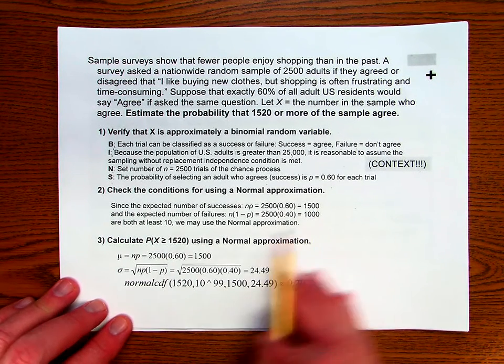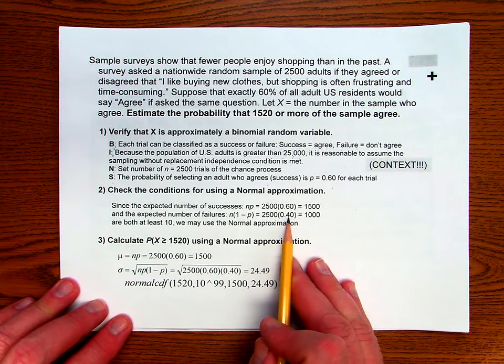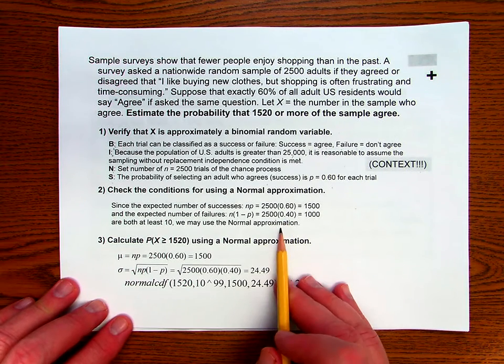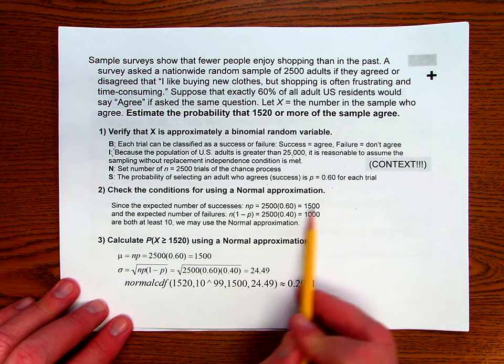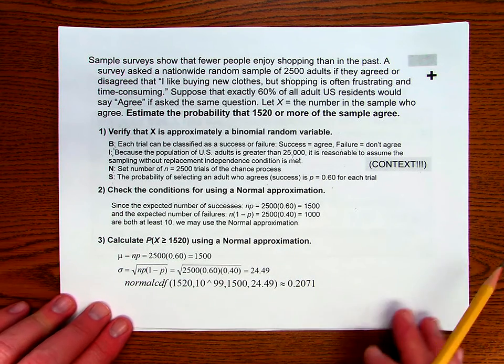So for this type of thing here, you have to, at the very least, say how many expected successes there are, say at the very least how many expected failures there are, and then at the very least say that they're both at least 10. Ideally, you'd like to show a little bit of work with this. Some rubrics require it, some don't.